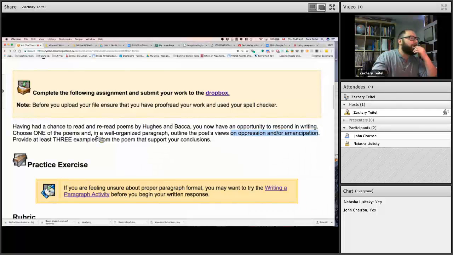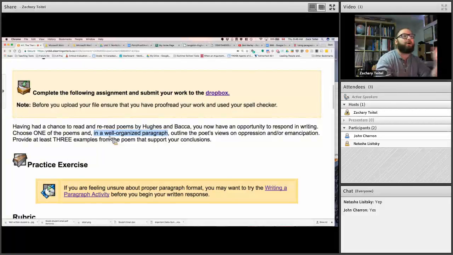Now, I've already had a number of people email me to ask, sir, how long does this have to be? Well, there is a clue here, right? It says a well-organized paragraph. So if you're emailing me and saying, sir, is this like a 3-page assignment? Well, unless you've written paragraphs that last 3 pages before and gotten away with it, probably not, right? And obviously I'm being a bit sarcastic. That's too long. No paragraph should really be as long as all that.